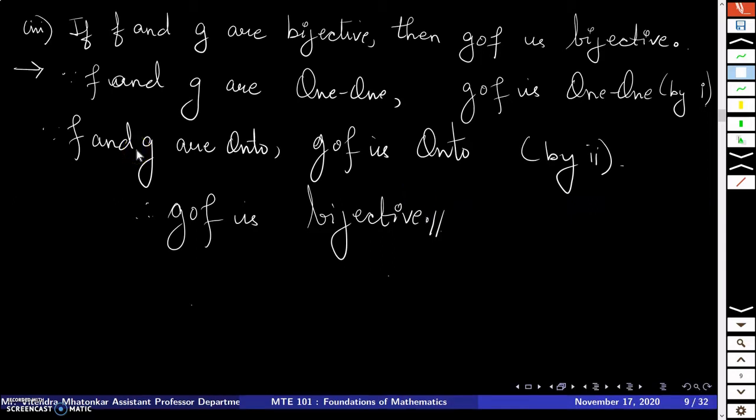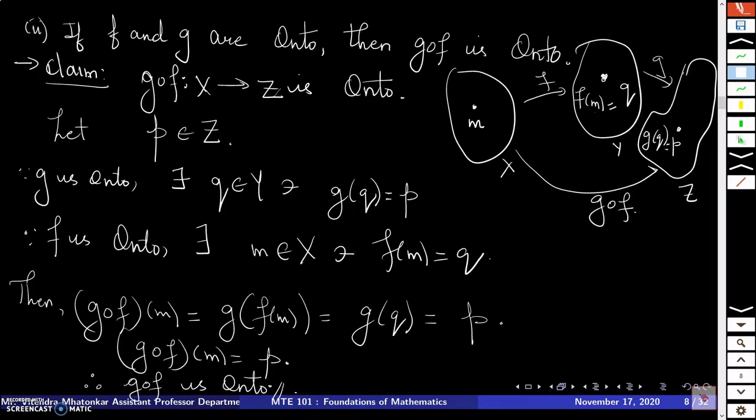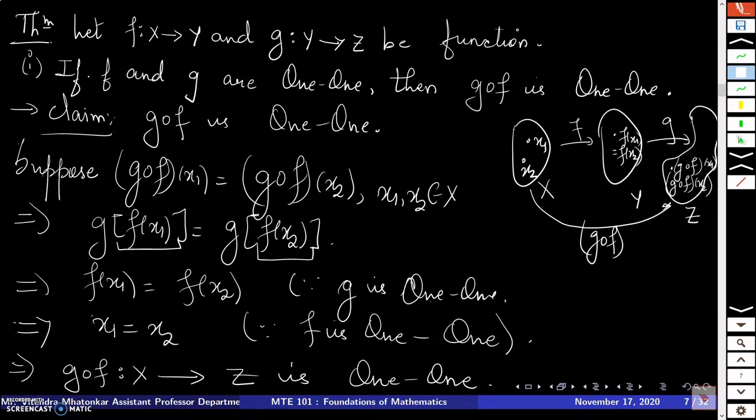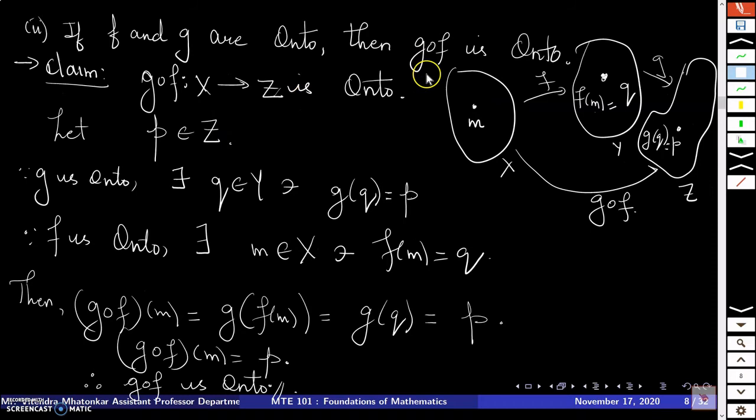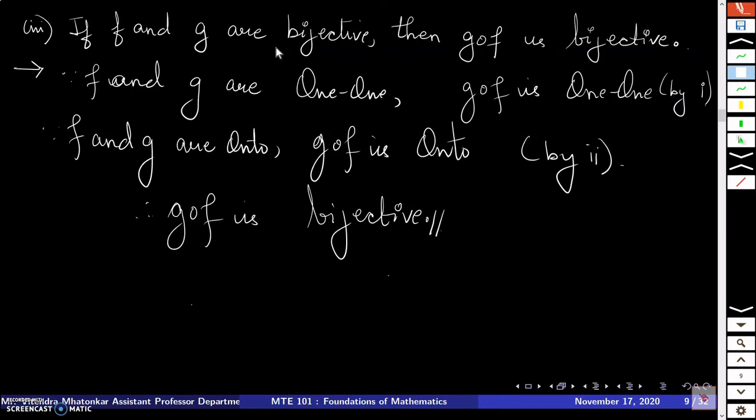The next question that arises is, is the converse of these three statements true? That is, if g composite f is 1-1, then can I say that both f as well as g are 1-1? Second, if g composite f is onto, then can I conclude that both g as well as f are onto? And if g composite f is a bijective function, then can I conclude that f and g are both bijective? So these questions we are going to answer now.